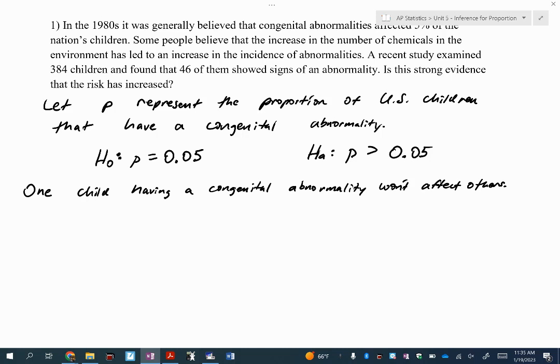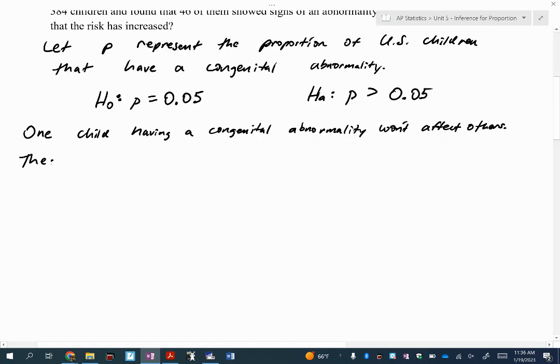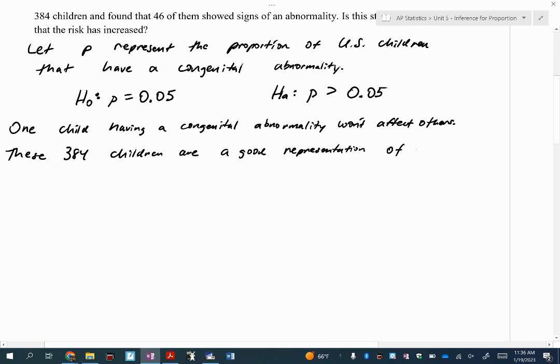Does it say that the 384 children are random? No, it does not. So remember that statement is: these 384 children are a good representation of all children. I guess I should say all U.S. children. That's the randomization condition. When they don't say the word random, that's the statement you're going for.